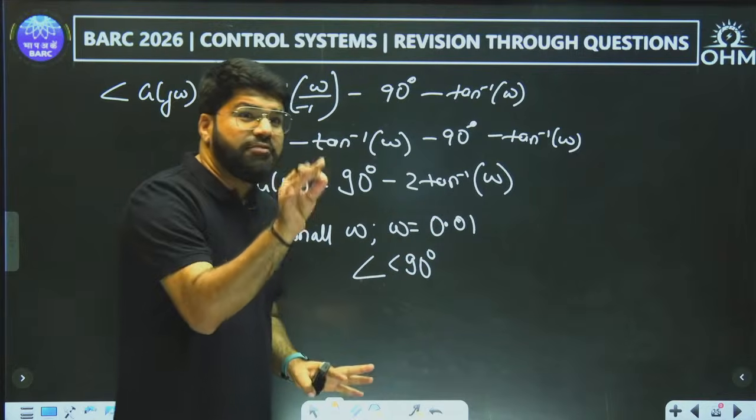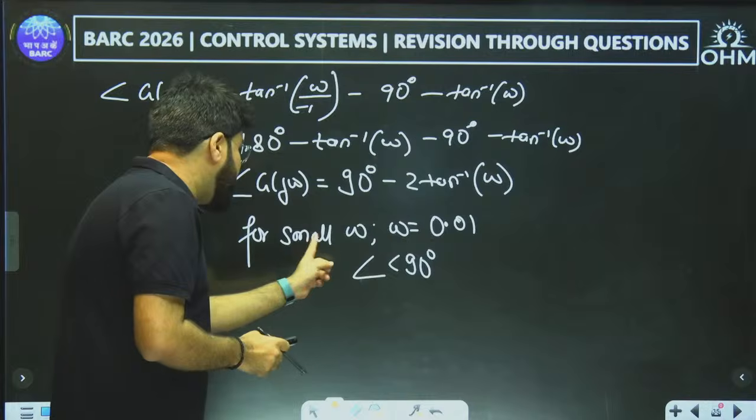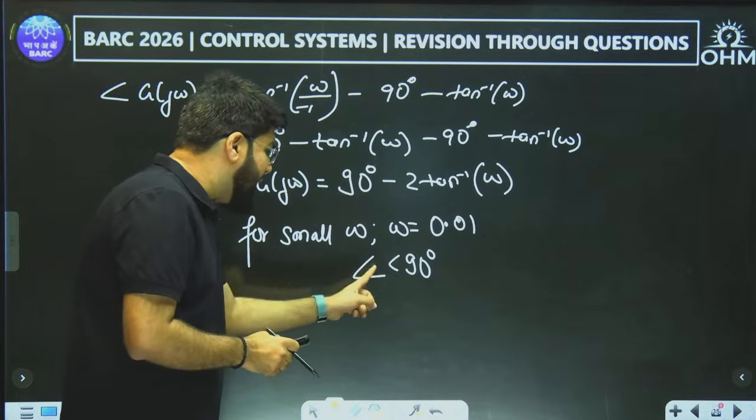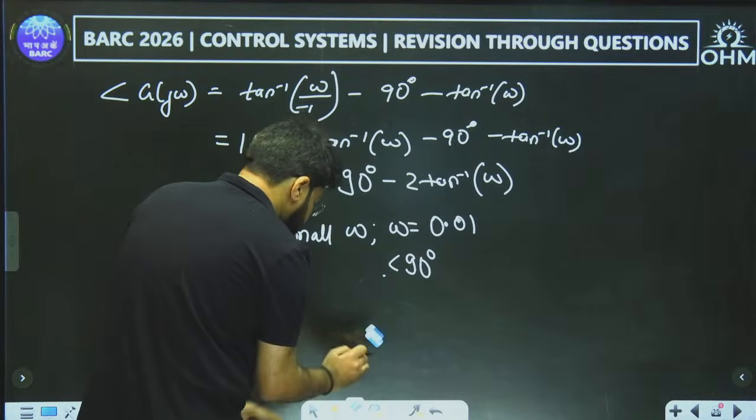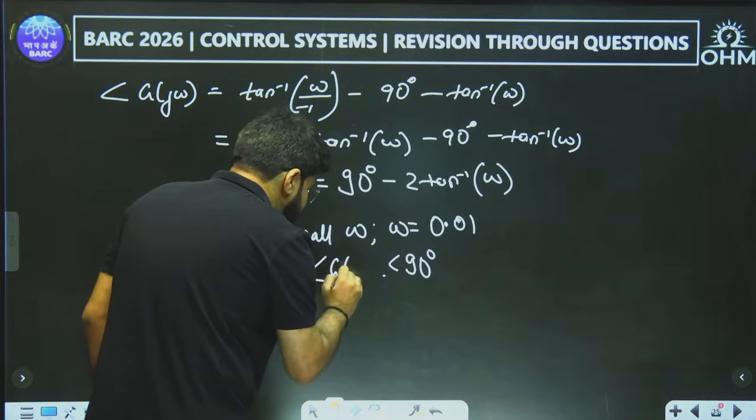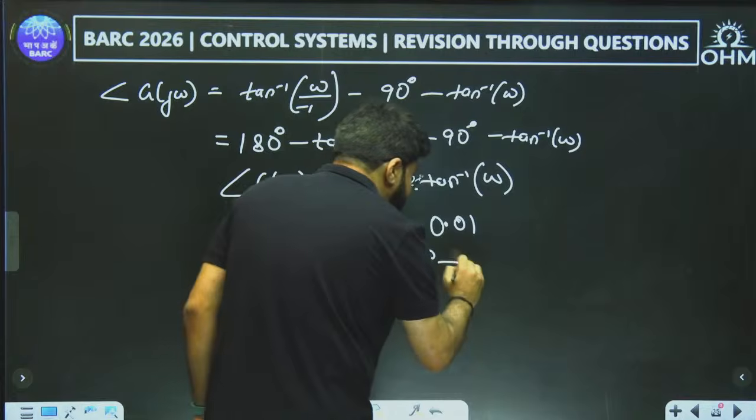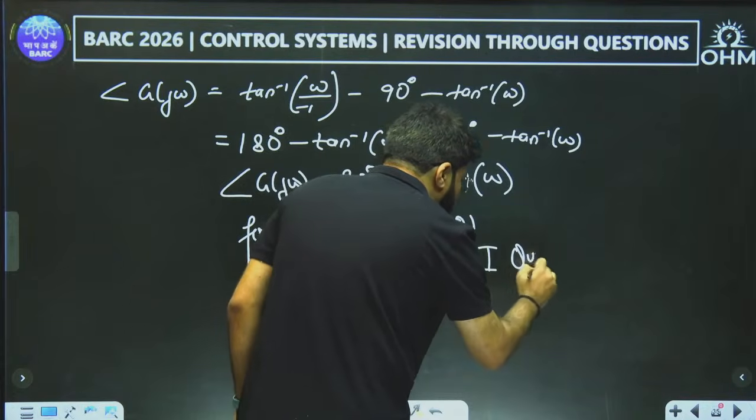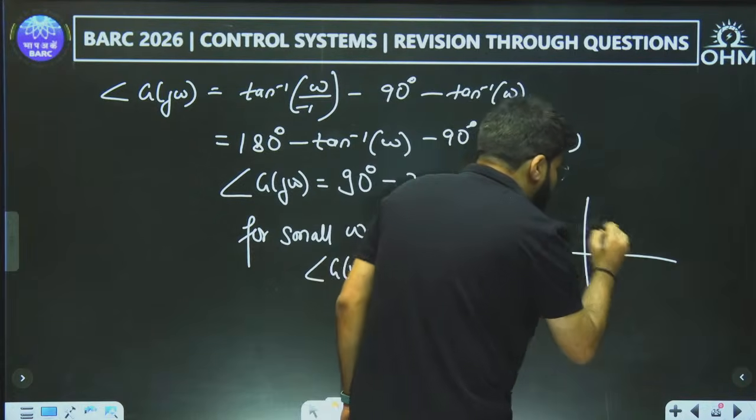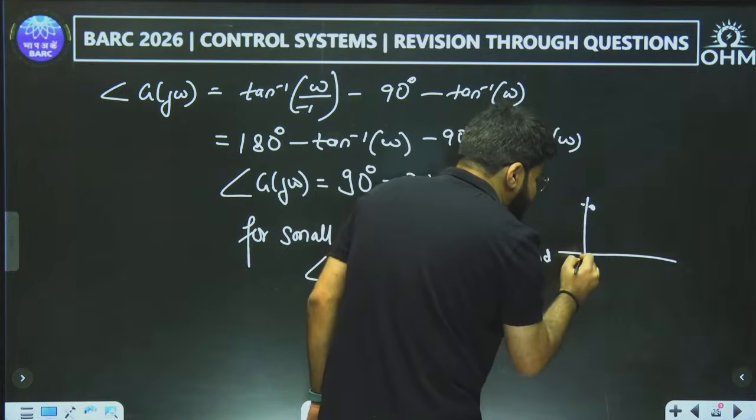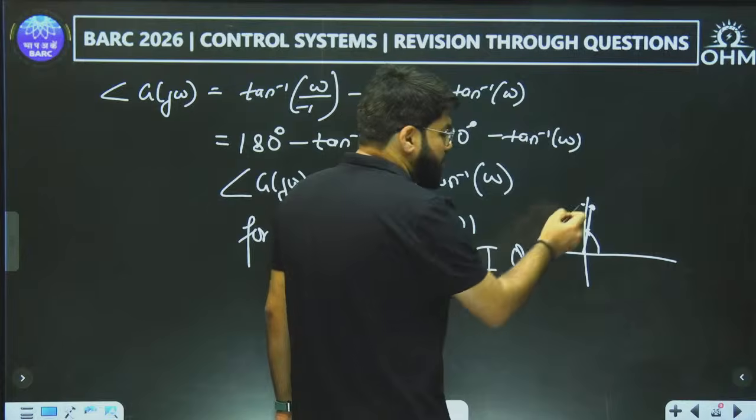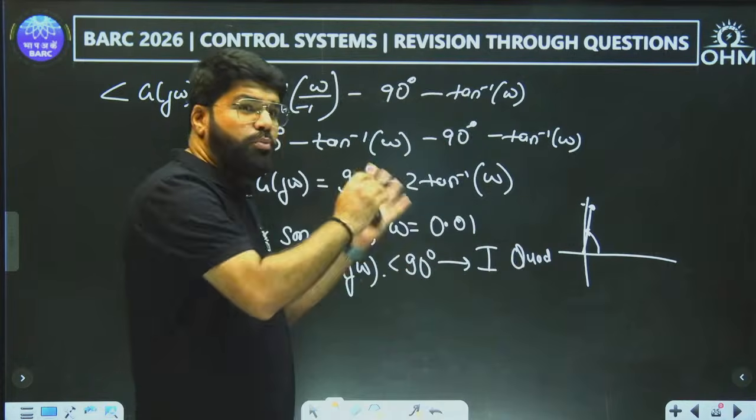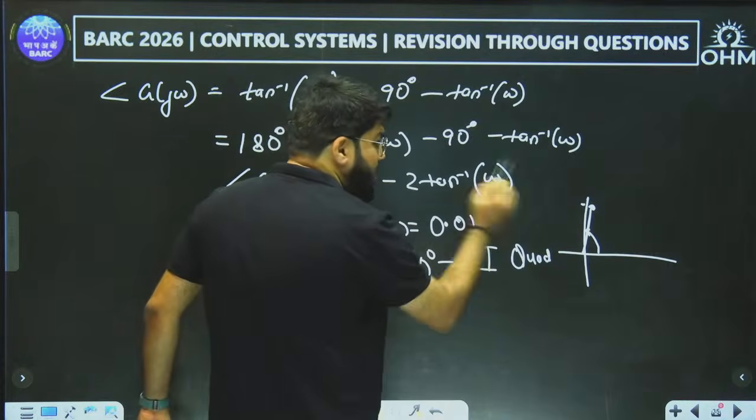That means if I have to draw the point corresponding to a small omega, the angle of G(j omega) is less than 90, and less than 90 means the point will stay in the first quadrant. It will be close to 90 but less than 90, so the point has to be in the first quadrant. If it was more than 90, then the point would shift to the second quadrant.